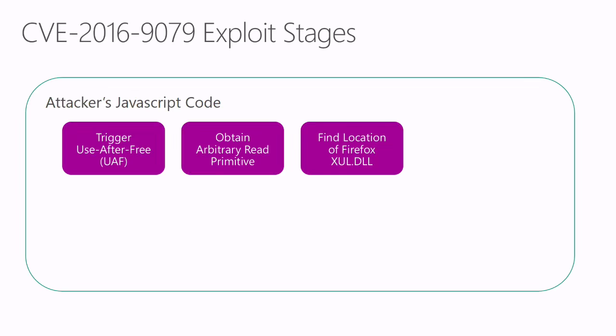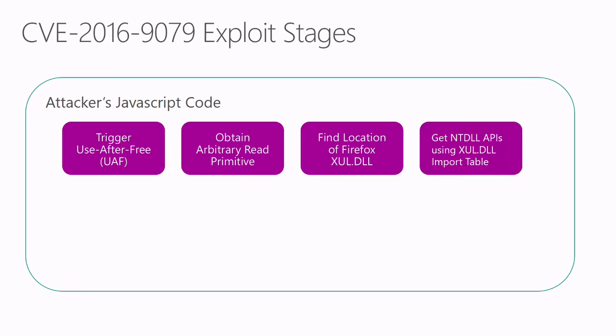So by reading memory, they find this one DLL that Firefox has called XUL. And from that DLL, they then look and see what APIs are imported. They know that for their exploit to work, there are some system APIs they want to be able to call that NTDLL implements. But instead of getting them directly from NTDLL, they're going to do a level of indirection and go to this Firefox DLL that imports those APIs and use that import table as a way to find them.